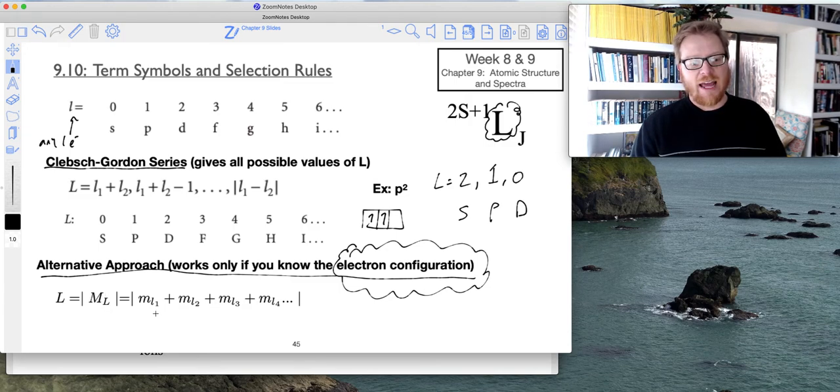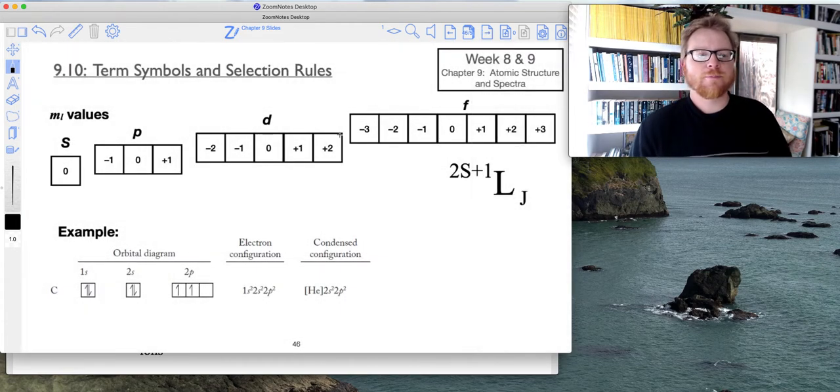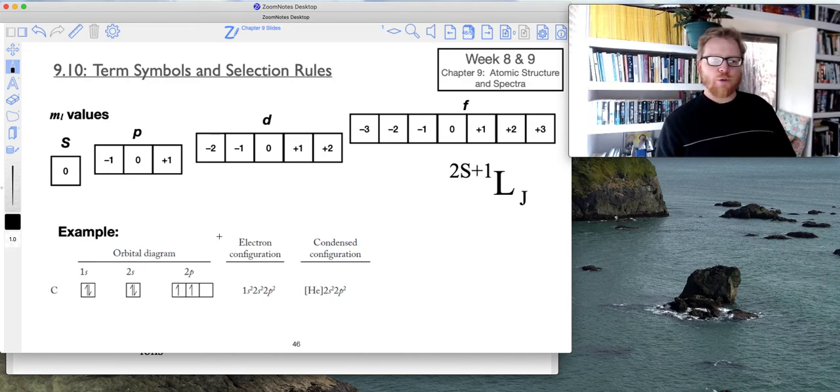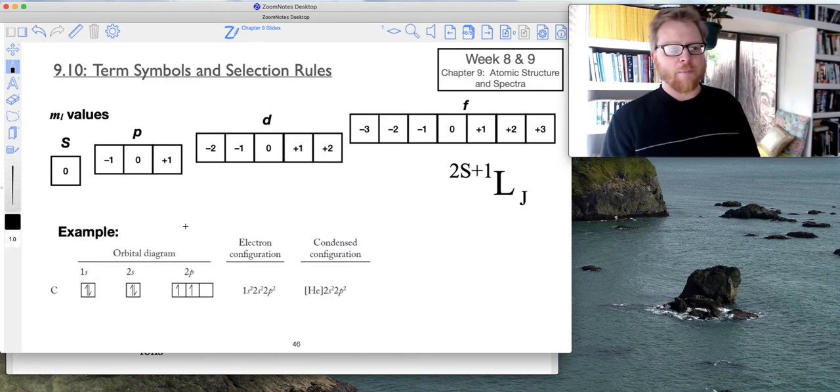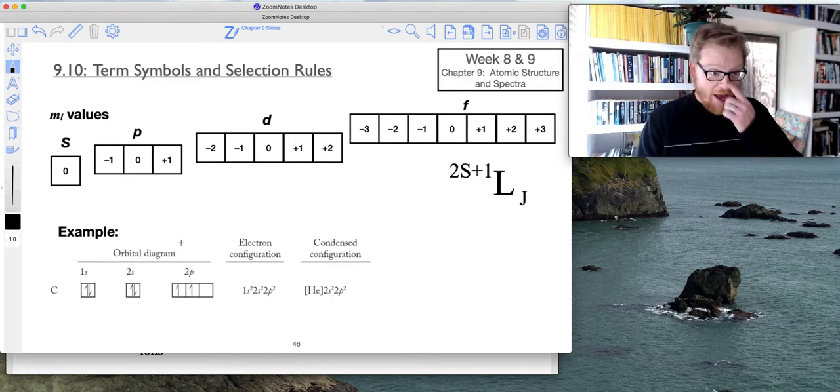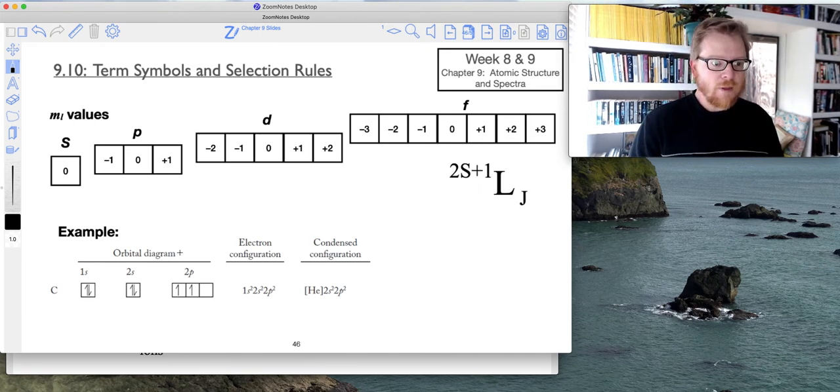And this capital ML is the sum of all of the ML values. So how do we get the correct ML values? Well, I certainly go through this in general chemistry, that there are actually specified ML values for a given orbital block. But if you didn't do that, here's some review.